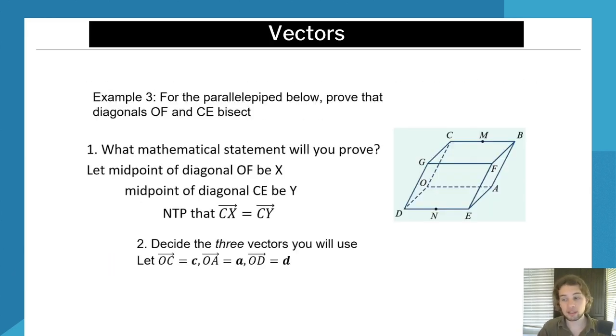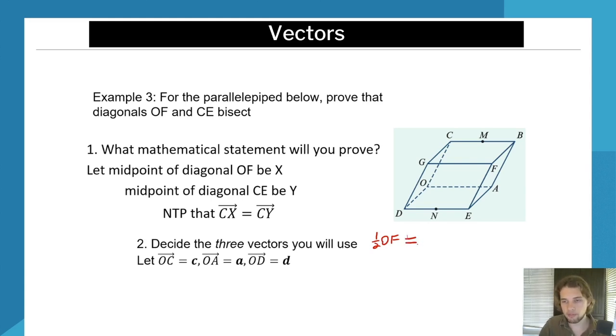So this is basically the same proof we're looking at here, but we're doing it for 3D space. So for the parallelepiped below, prove that diagonals OF and CE bisect each other. I'm going to use O as the origin this time, and we're going to follow a very similar process. So we want to do OF. O to F, let's put OF, and we're going to go half of OF because we want to find where they bisect each other, so that's the halfway point.